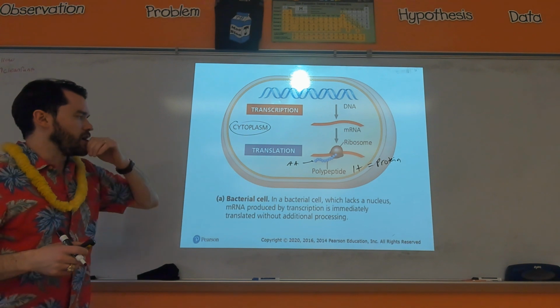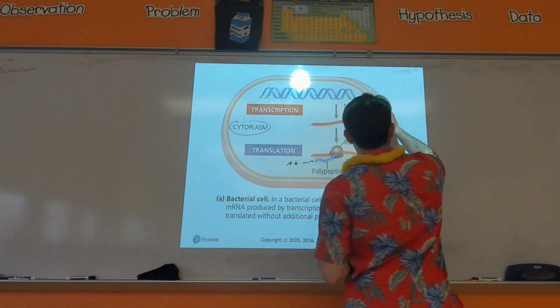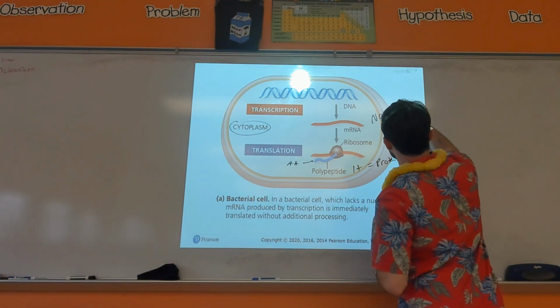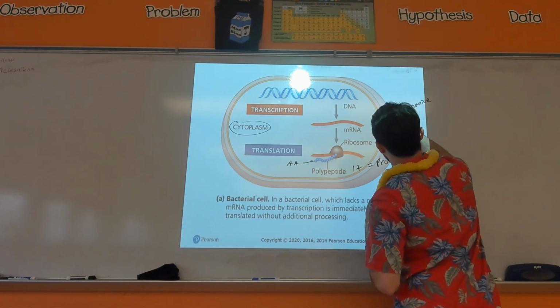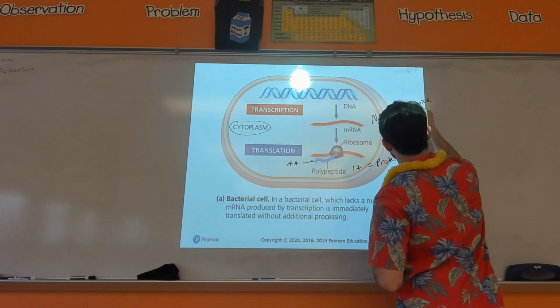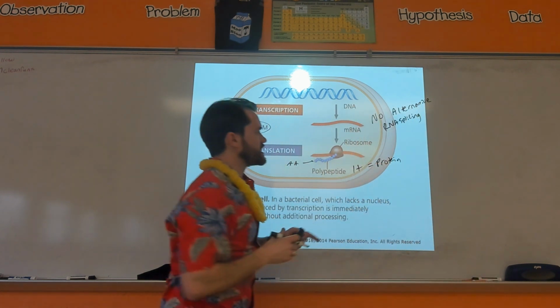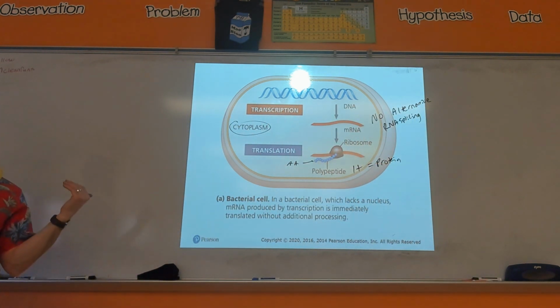Here, notice with a prokaryotic cell, there is no alternative RNA splicing. In other words, we don't have introns and exons.